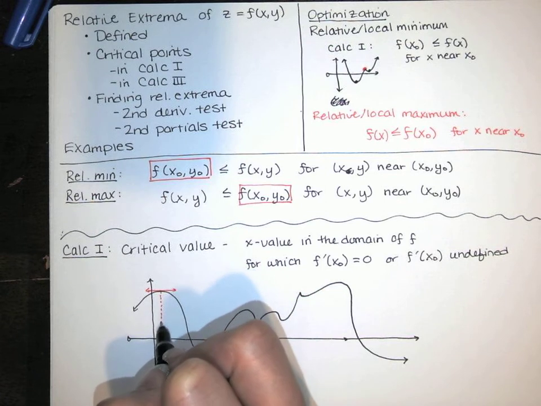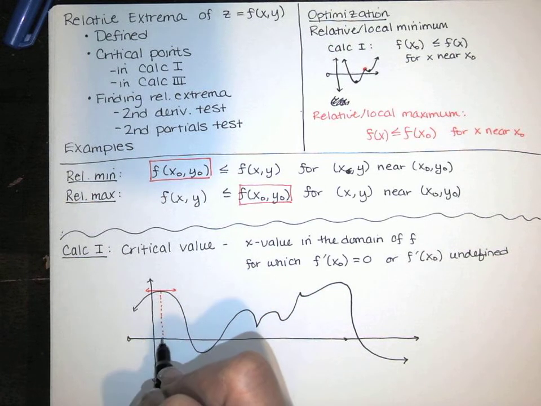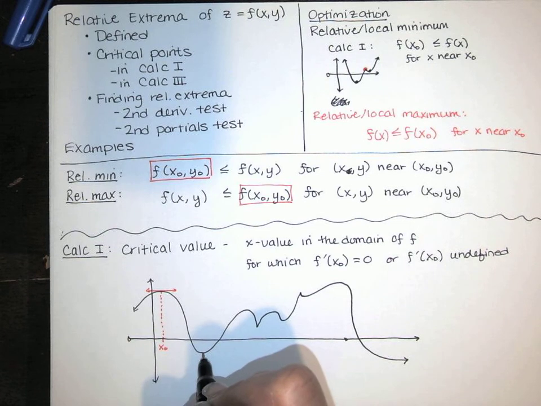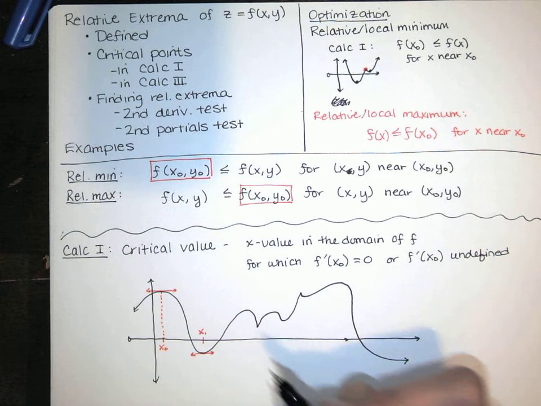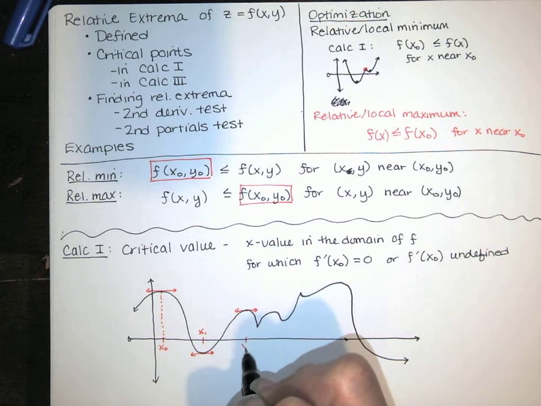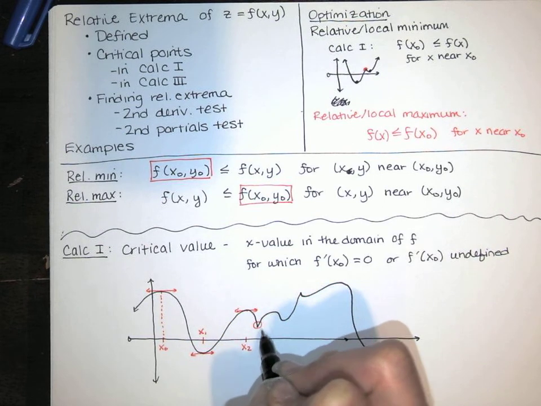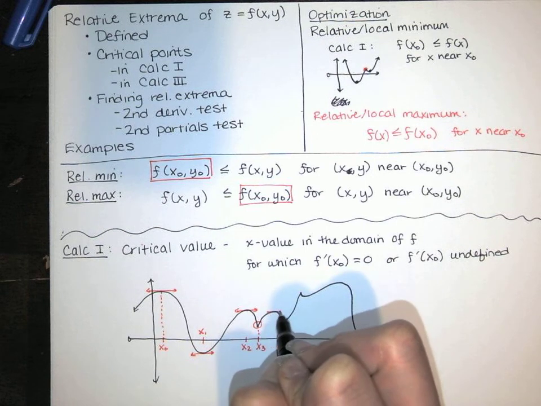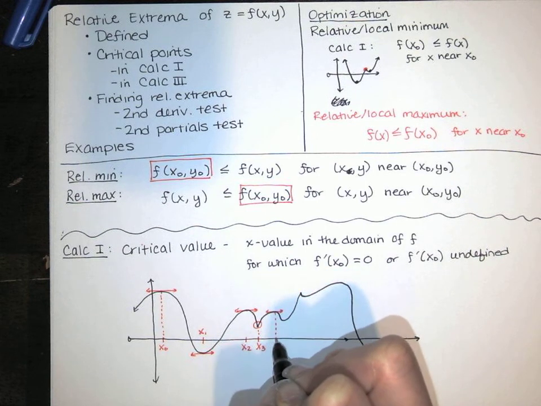So the x value that goes with that 0 slope, that's our first critical value. I'll call it x naught. Here's another one. That's x1. Looks like we've got another one. I'll call that one x2. I'm just going to number these. There's x3, where the derivative is undefined. x4, another 0 slope.